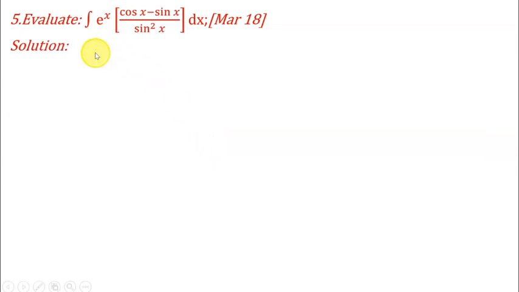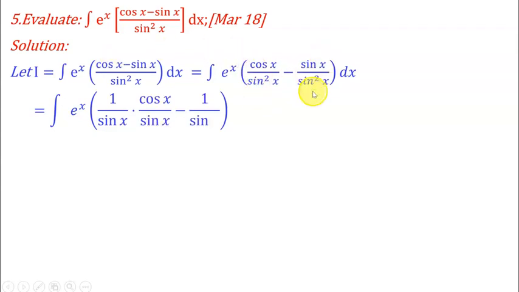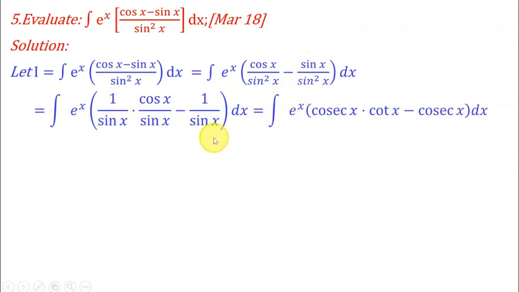Evaluate the integral of e raised to x in bracket cos x minus sin x upon sin square x. Asked in the March 18 examination. Again, split it up. You will get e raised to x, cos x upon sin square x minus sin x upon sin square x. That is cos x upon sin x, 1 upon sin x minus 1 sin will get cancelled. You will get 1 upon sin x, which is nothing but cosec x.